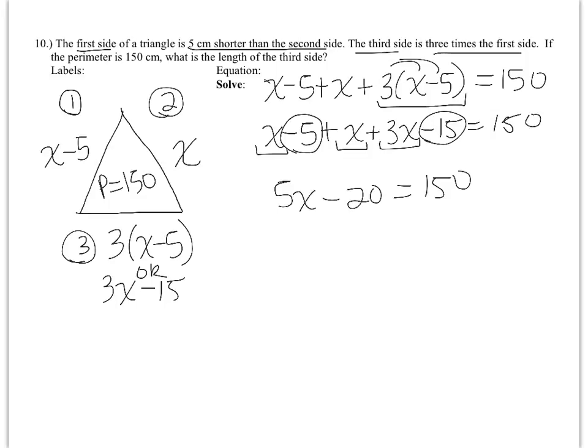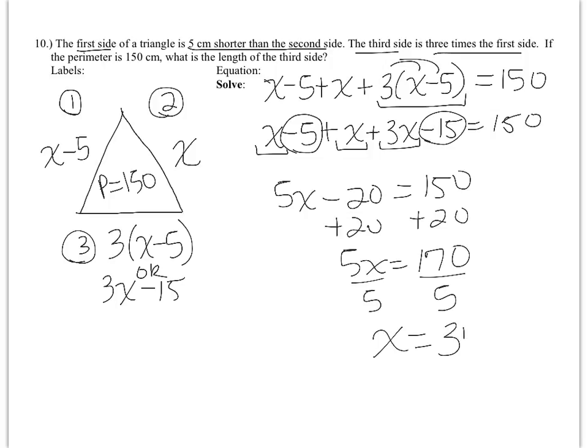So now we're going to add 20 to both sides. We're going to get 5x equals 170. We're going to divide both sides by 5, and we're going to get x is equal to 34. So now, we've done all this work. We haven't actually answered the question, because the question is, what is the length of the third side? So I'm going to go over to my expression for the third side, and I'm going to plug 34 either into x in the top one or x into the bottom one. I'm just going to do it in the bottom one, so I'm going to get 3 times 34 minus 15.